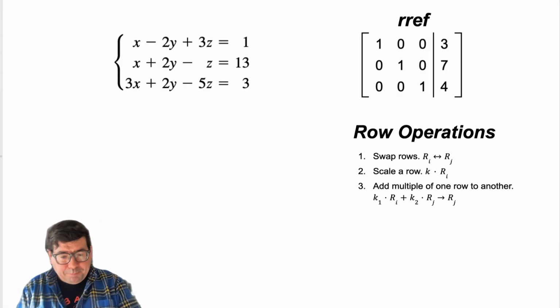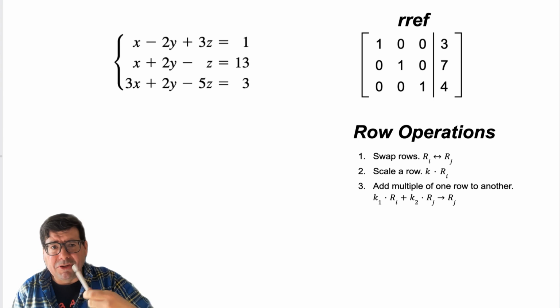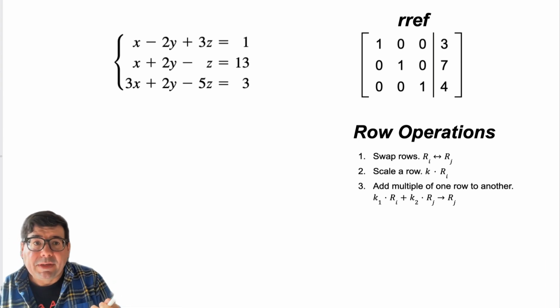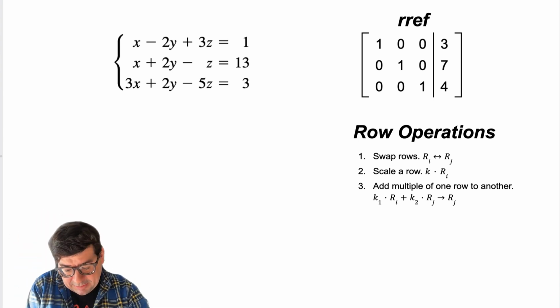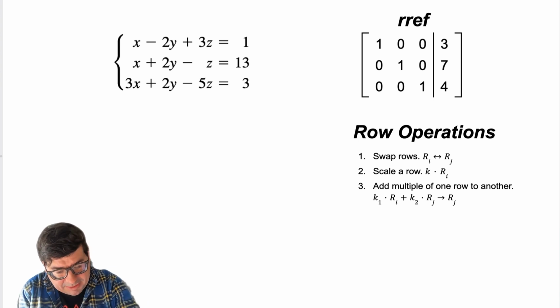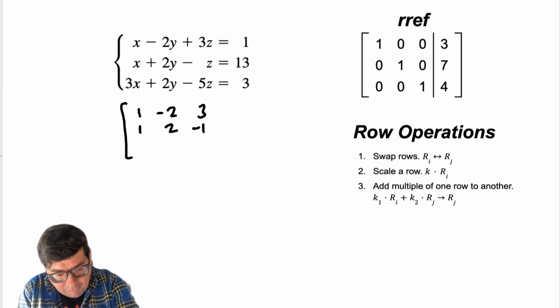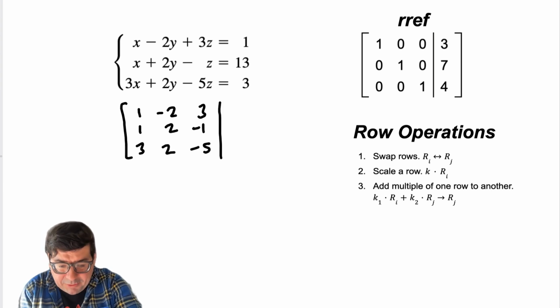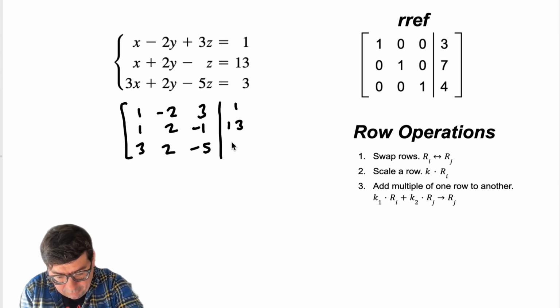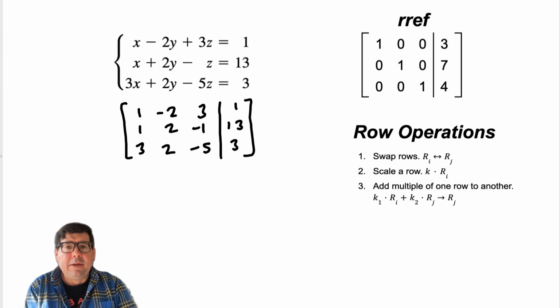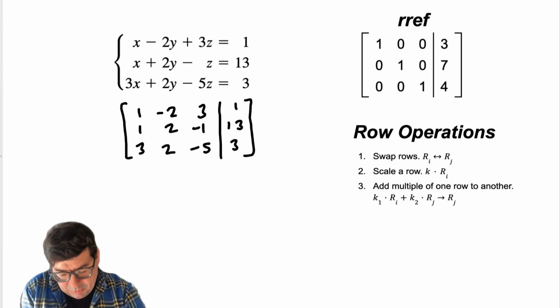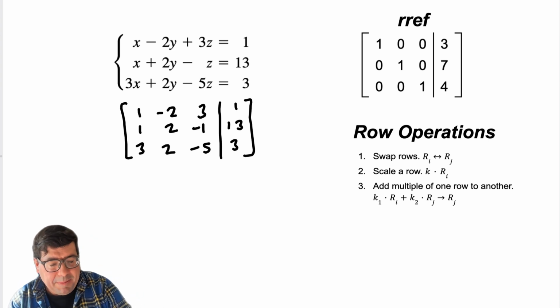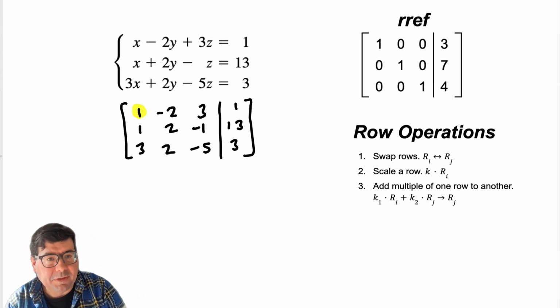So let's try this out. I'm going to remind you of this at the end of the video and give you a little template. But the first thing we want to do is set up the matrix itself, so the augmented matrix. So row by row, 1, negative 2, and 3. You can do this with me. 1, 2, negative 1, 3, 2, negative 5. Constants on the other side, 1, 13, and 3. Okay. The first thing we're always going to do, and again, I'll remind you of this kind of roadmap at the end, is get a 1 here, our first leading 1.